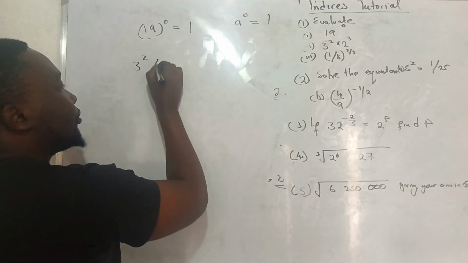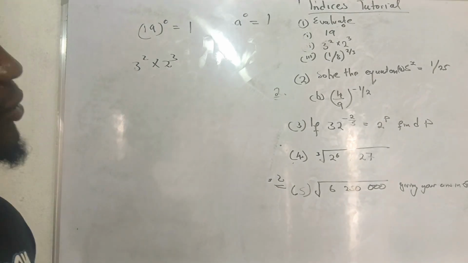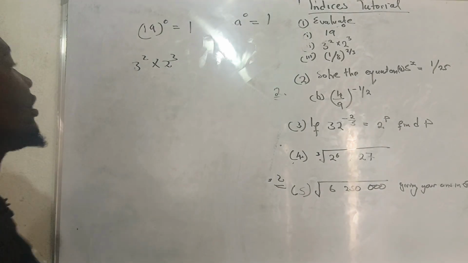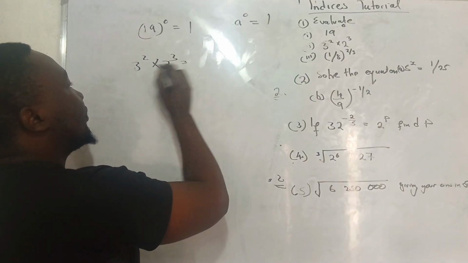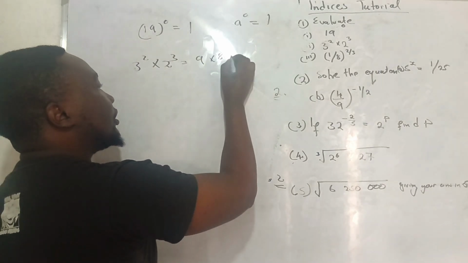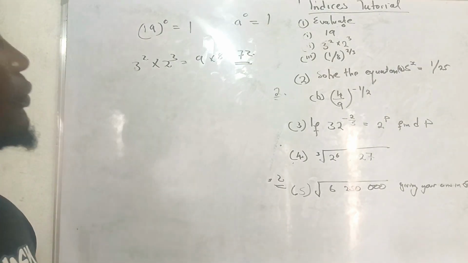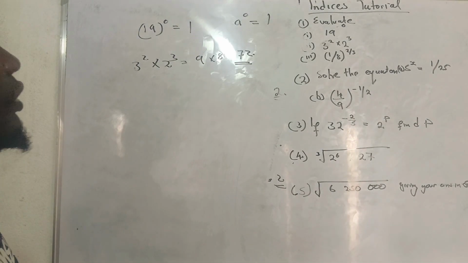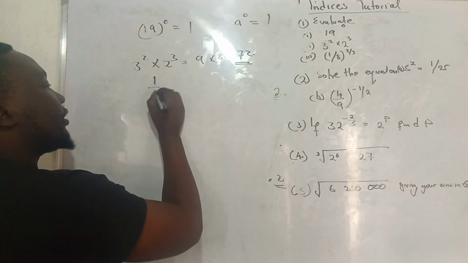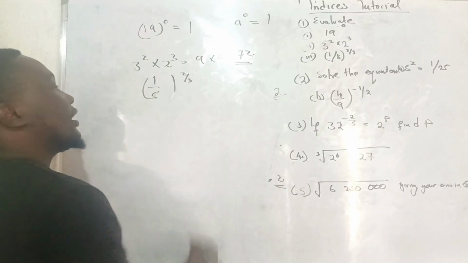3 to the power 2 multiplied by 2 to the power 3, they do not have the same base. You can only apply index laws when they have the same base. So we evaluate them. 3 to the power 2, that's 9, and 2 to the power 3 is 8, which is equal to 72. So let's move on. Third question, 1 over 8 to the power 2 over 3.